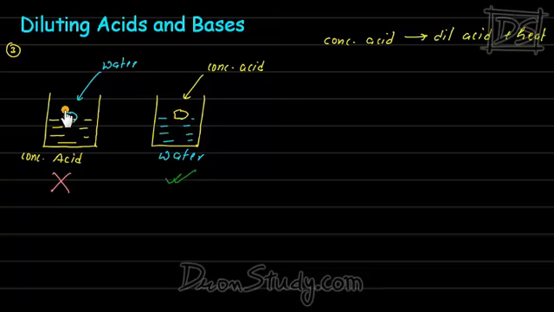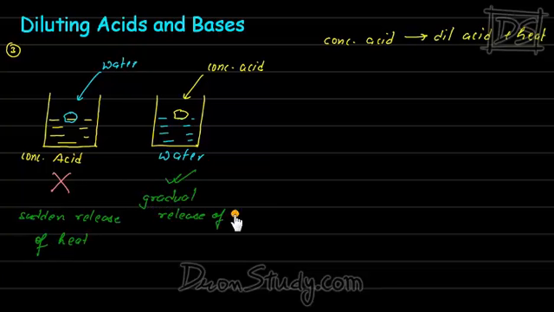But in this case, students, when we are adding water, suddenly a lot of heat is produced. Sudden release of heat. Now in this case, students, gradual release of heat. This is because we have added a little amount of acid to the water. Here the amount of acid is too much. Because of the acid being much more, suddenly a lot of heat is released. But here it releases gradually.